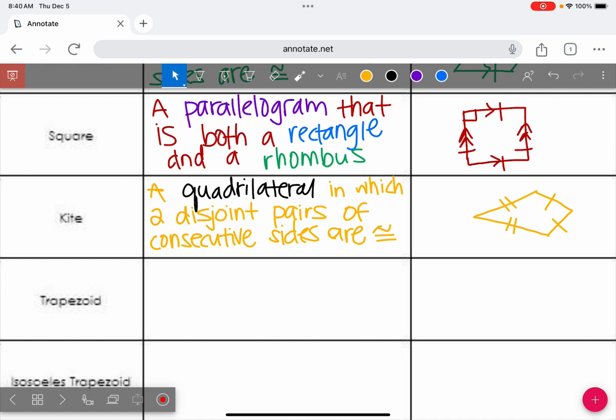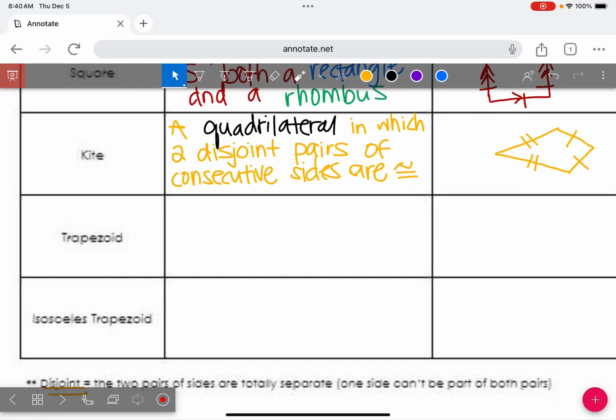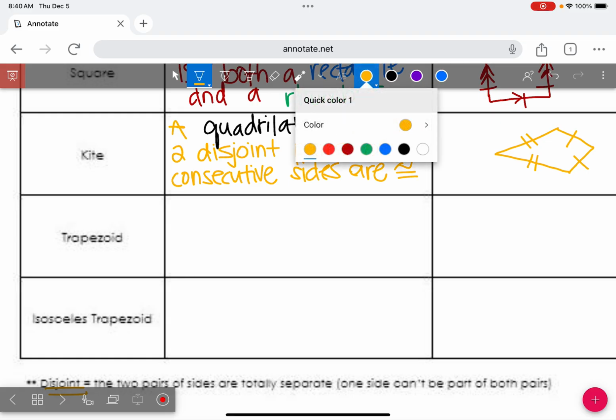All right, we're going to move to another family. So far we have quadrilaterals, that's our big family. Then we have all of the parallelograms, the rectangle, rhombus, and square. They're one family. The kite is its own family. And then we have trapezoids. So the last section here, we're going to talk about what a trapezoid is.